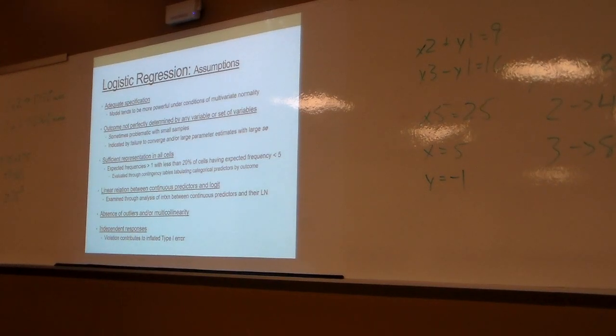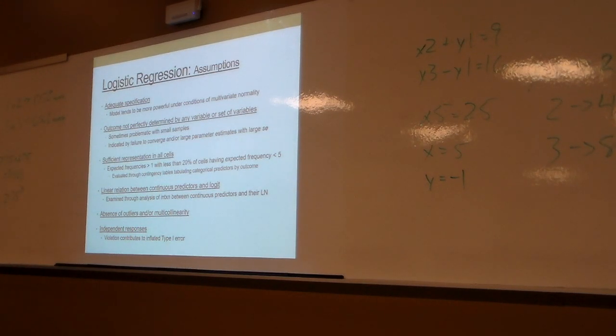All right, assumptions of our logistic models. One, adequate specification. We want to make sure that things that need to be in there are in there, and things that don't need to be in there aren't. Our model tends to be more powerful when our variables are multivariate normal, so we're still going to screen and eyeball things. But our data don't need to be multivariate normal; it doesn't violate an assumption if we have problems with normality of our predictors and our outcome.